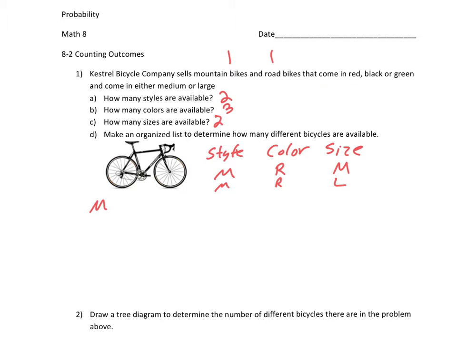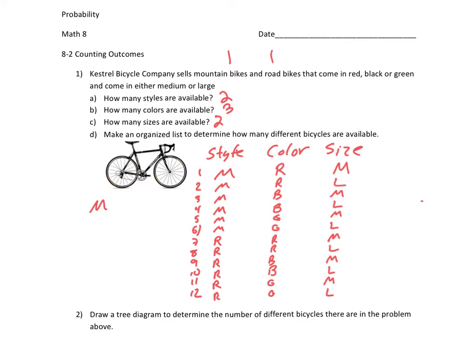Here's one of them. And then the color, I'm going to have red, and the size, I'm going to have medium. Now I can have the same bike, a mountain bike that is red, that is large. There's another one here. And I'm going to ask you to go ahead and continue until you have all the different possible bicycles that are available. See if you could make that whole list and then check back with me here. So when I finish making all of the different possible bicycles, I end up with 12 possible different bicycles. That's one way of determining how many different bicycles are available, using this organized list.